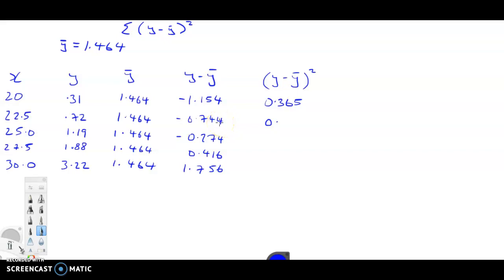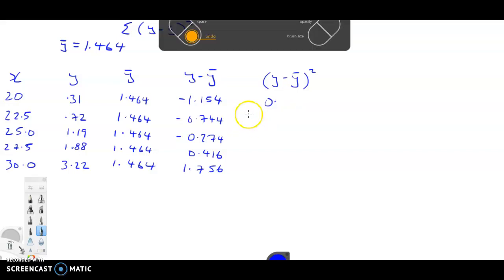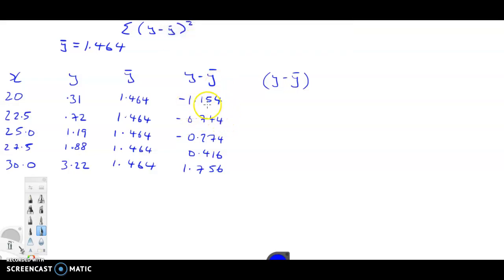Gives us, oh no, I'm looking at the wrong one, I made a mistake there, I'm going back up here. Minus 1.154 squared is 1.332, and so on down along.